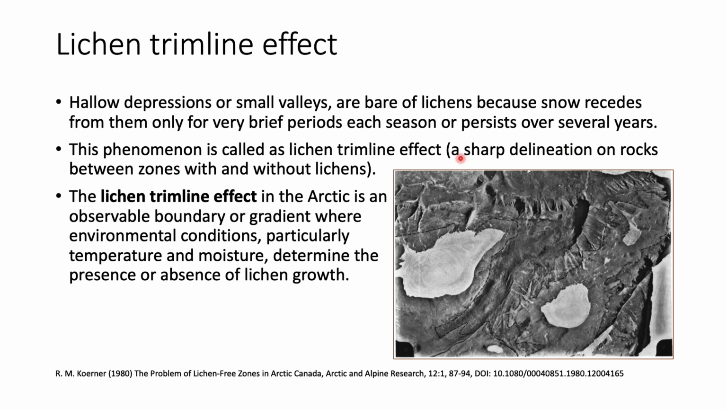So there is a sharp delineation on rocks between zones with and without lichen. That is what is called the trimline effect, the lichen trimline effect. This is, in the Arctic, an observable boundary or gradient where environmental conditions, particularly temperature and moisture, determine the presence or absence of lichen growth. We had seen lichen can survive with 95% loss of water also. So that means when there is snow, they can still survive for some time. That is the reason near the snow also we have lichens which are present.